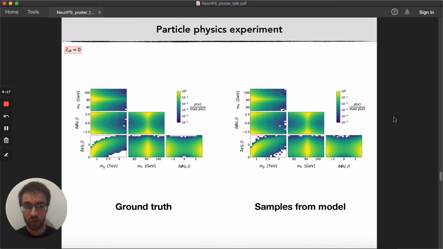So as a demonstration of this method, we test it on an example within particle physics. Here we have 4 observables and we're looking at the heat maps of the 2D projections. On the left-hand side, we show the ground truth, which comes from simulation, and on the right-hand side, we show samples from our trained model. And you can see that we have captured the observable correlations very well.